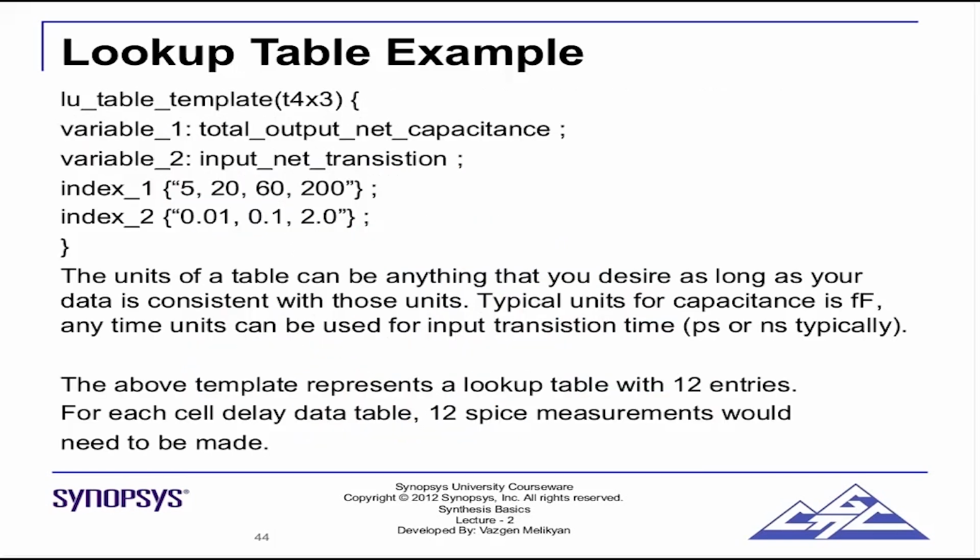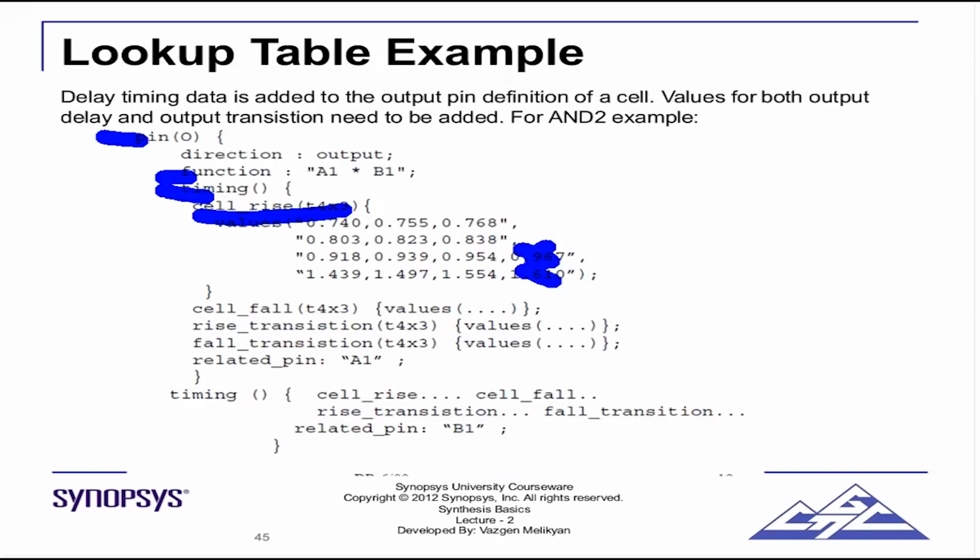So this index 1 is always the x-axis, and this is the y-axis. So this is the way in which it is modeled. That is why we call it a non-linear delay model. This is not linear. The more number of points, the more accuracy you have. It's just a curve fitting exercise.